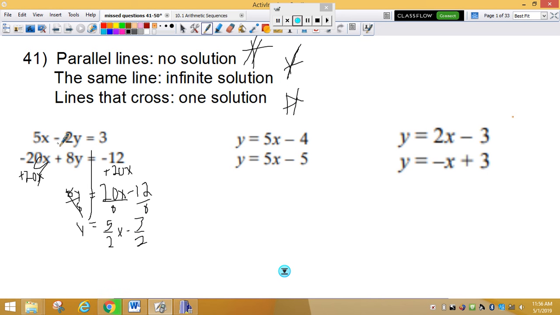Okay, I gotta do the same thing here. I would start by doing minus 5x. So that's going to give me negative 2y, a negative 5x, and a positive 3. Divide everything by negative 2. So that gives me a positive 5/2 x and a negative 3/2. So let's graph that.